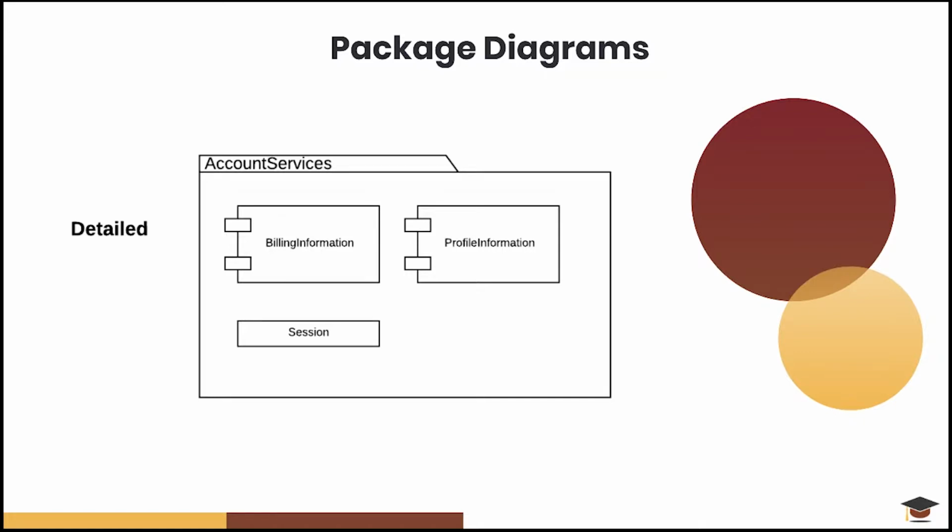So inside of account services, we've got nested components. Components are represented as billing information in this example and profile information. And then we've got a class inside of this package called session. Now, in lesson 2, I showed you how to create class diagrams where you had the name of the class at the top, attributes in the middle, and functions or methods at the bottom of the class, right? Well, in package diagrams, we don't care about attributes or methods. Again, we're not focused on the details. We just want the name of the class.